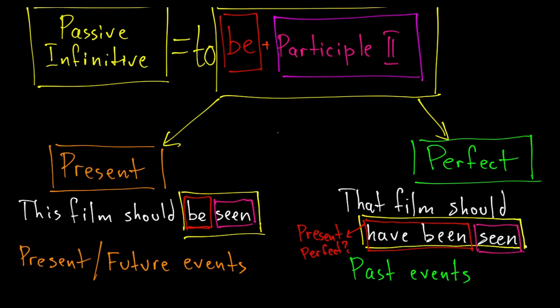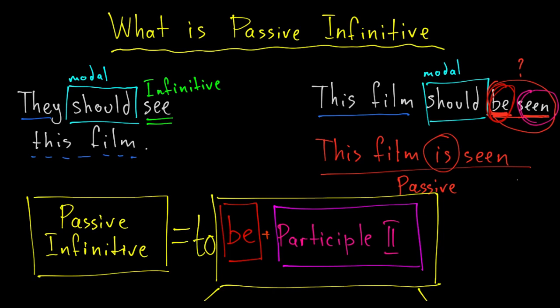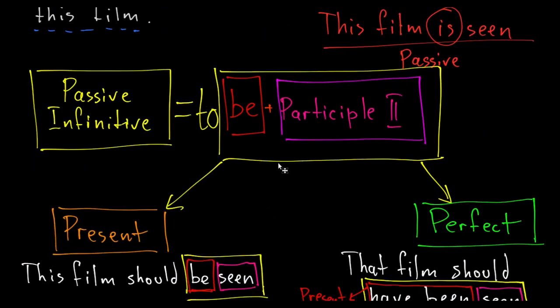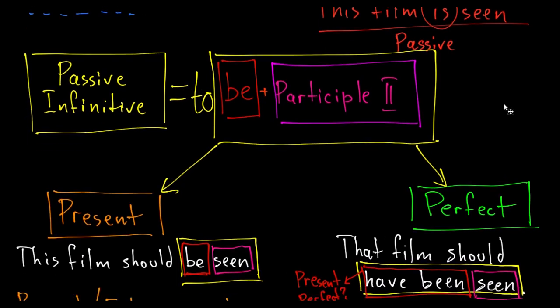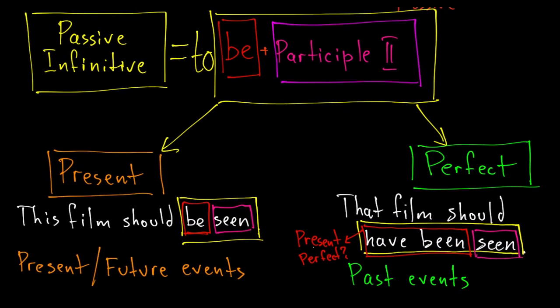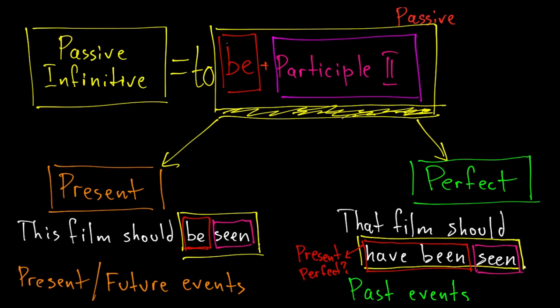So passive infinitive, it's just another form or another way of using passive voice. It is just passive voice, but with infinitive. We can have present passive infinitive. We can also use perfect passive infinitive. The only thing which changes is be. It is be in present, have been in perfect. Participle two doesn't change at all. We just have to remember this thing here and use it just like some hybrid of passive voice from one side and infinitive from the other side.